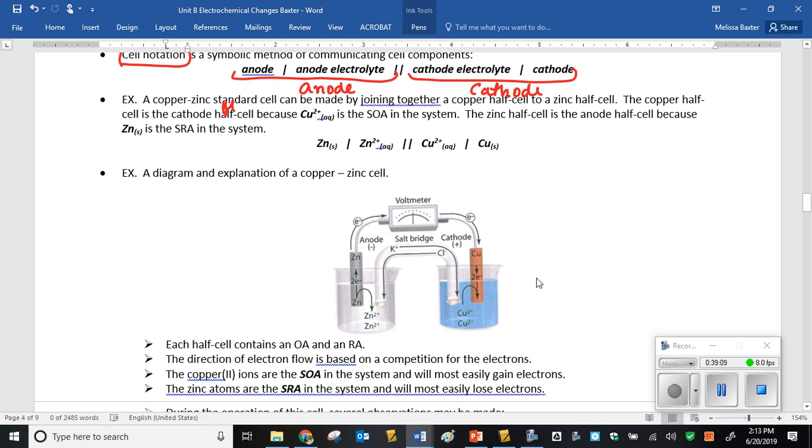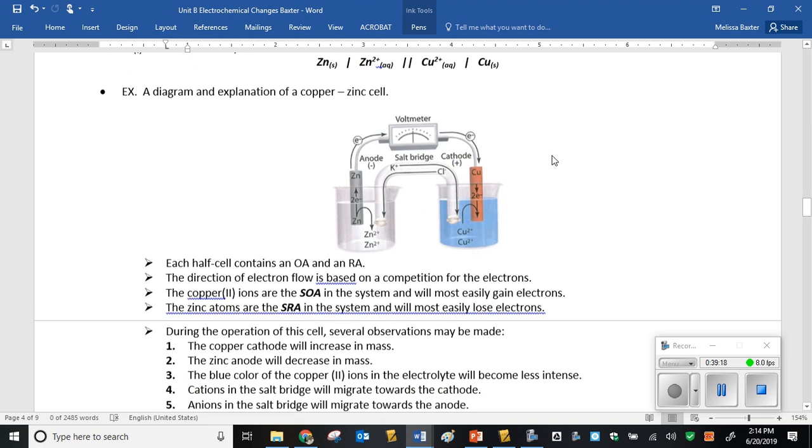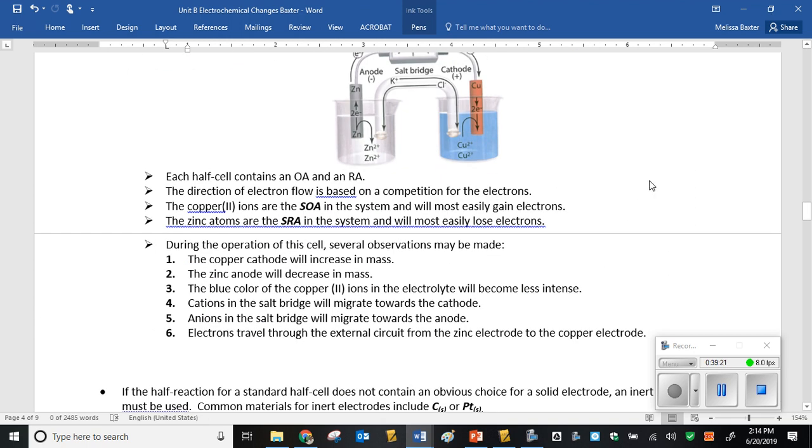So here's a pretty typical standard cell with zinc and copper with a picture on it. It's the same picture that I showed you in your notes. So I just want to kind of come down here, especially for this section, this observation thing. Frequent observations are that the cathode increases in mass and the anode decreases. That doesn't have to happen all the time, but in a lot of cases, especially when you're dealing with metals, those are some pretty common observations that you'll make.